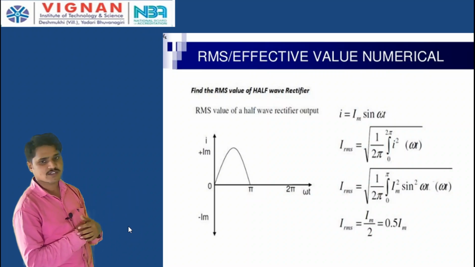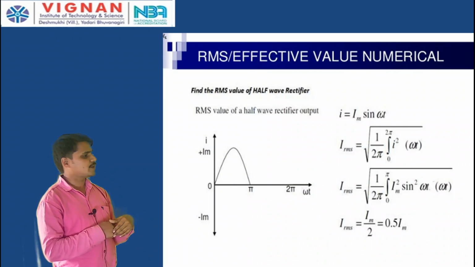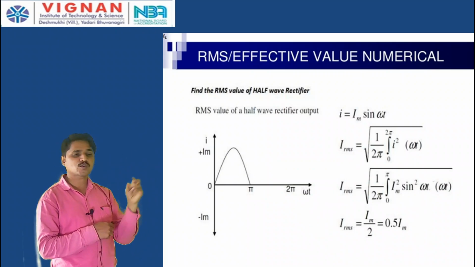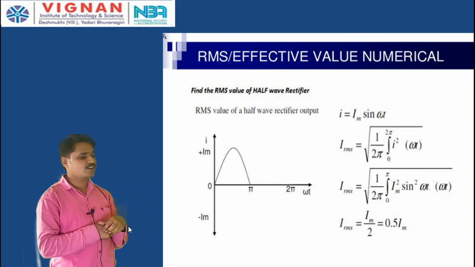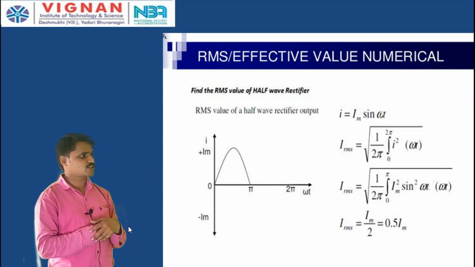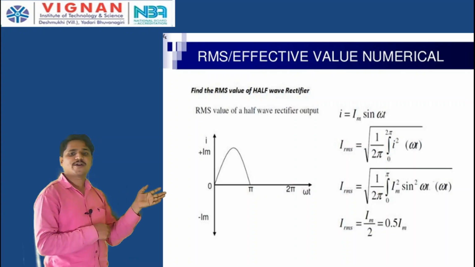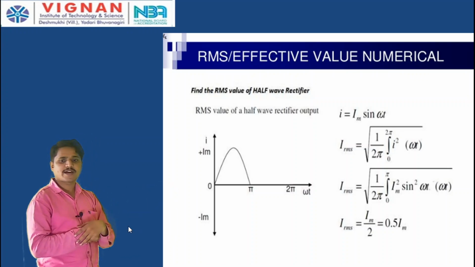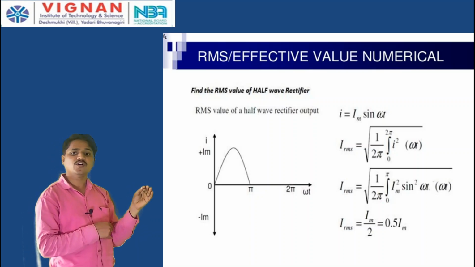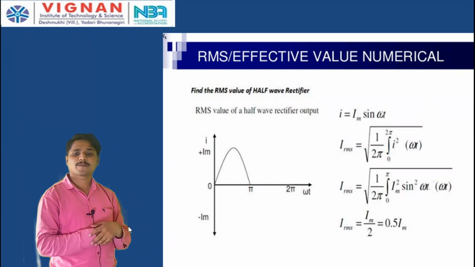So, IRMS is equal to the square root of 1 by 2 pi integral of 0 to pi Im square sin square omega t, because for root mean square we have to square I is equal to Im sin omega t. So, Im sin omega t whole square is Im square into sin square omega t. Again, the sin square omega t integration is difficult to find, therefore, substitute 1 minus cos 2 omega t by 2. Therefore, you will get Im by 2. That means 50% of the maximum value will give you the RMS value for this given waveform.